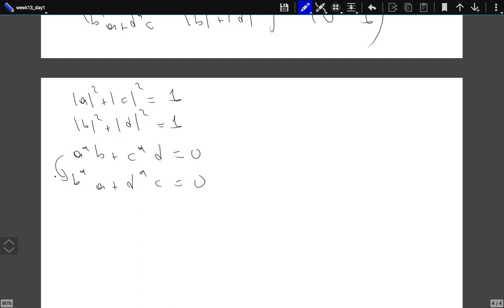Now, how can we solve these equations? You see, if you look at these equations, well, let's start with the last one. The last one tells me that A star B should be equal to minus C star D.